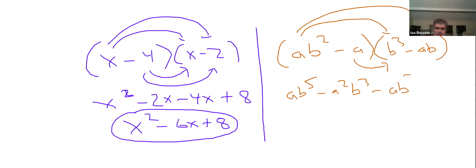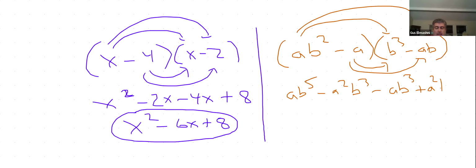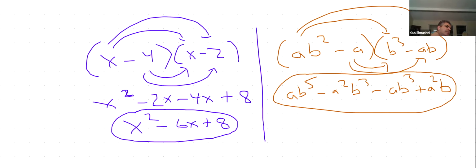And this with this, which is positive A squared B. And none of them are similar, so they can't combine. So you just leave it like that. But yeah, that's what's happening there. Okay.